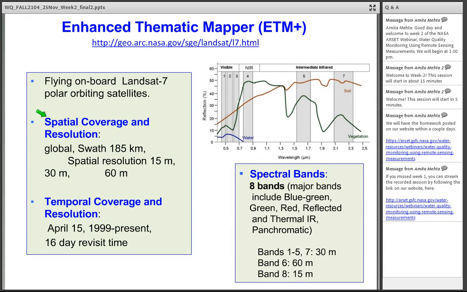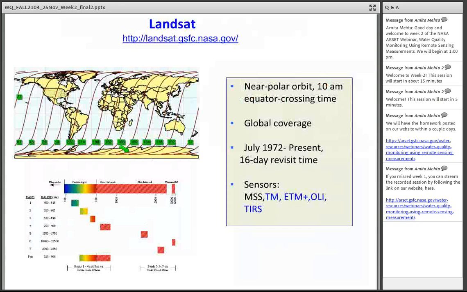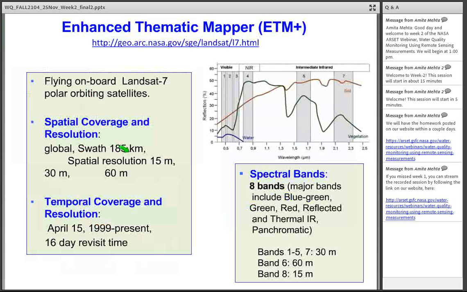So ETM Plus has band dependent resolution, which varies from 15 meters to 60 meters, and swath width. So that is the area covered in east-west. That is the swath width. That is about 185 kilometers. ETM Plus is flying on Landsat 7, which was launched in 1999.